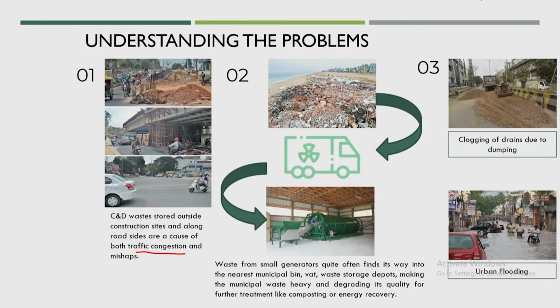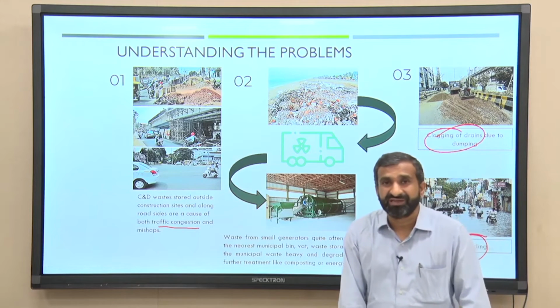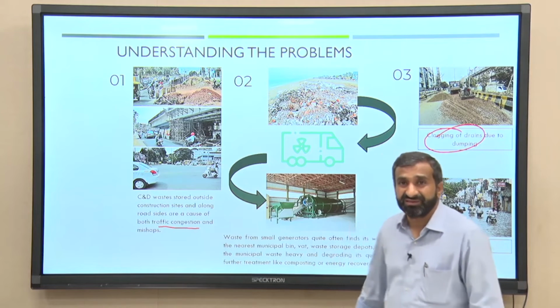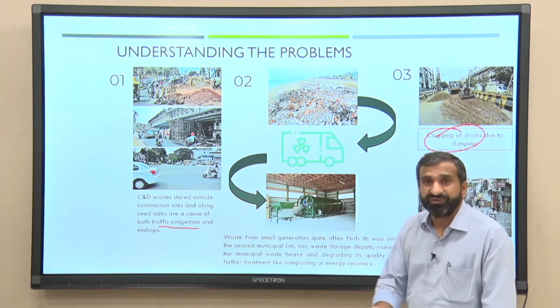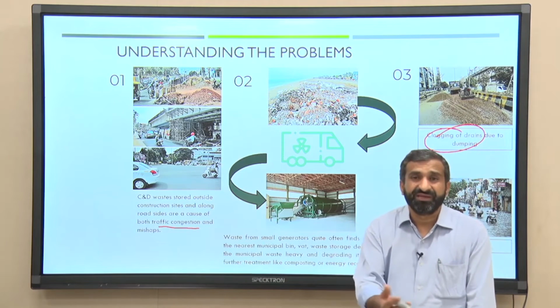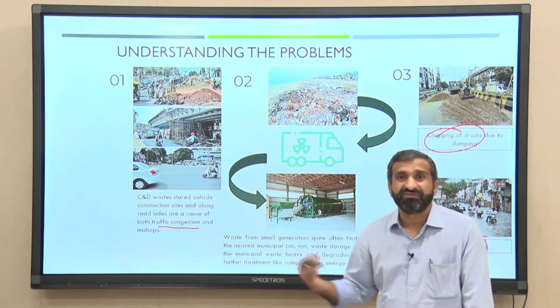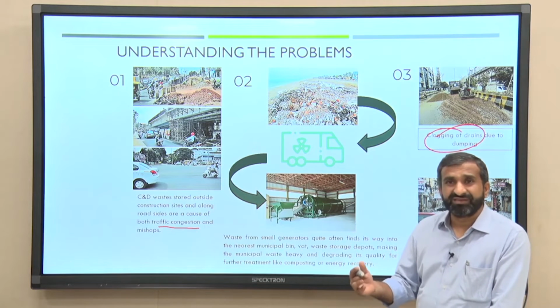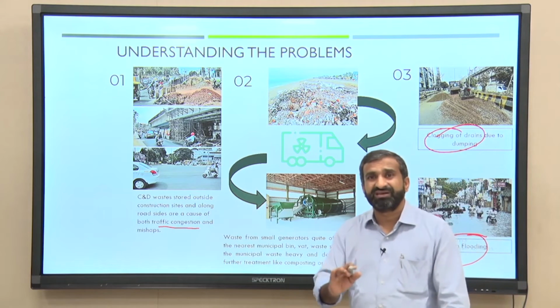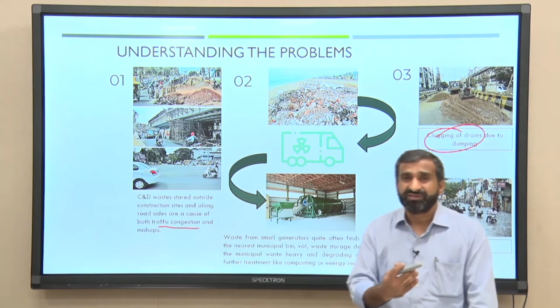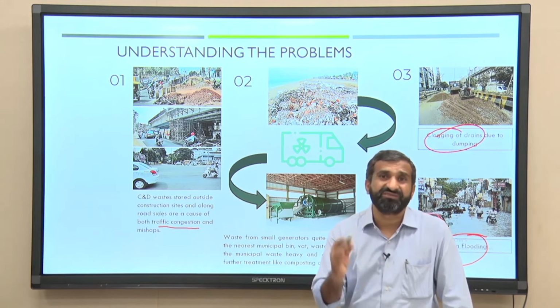And many times it will also clog the drains, and you know that because of that there is urban flooding. Every time in the monsoon, most of the cities are in flooding condition. Even Mumbai and Delhi, these are the major cities. We have seen Chennai also, once upon a time, was completely flooded. And this flooding is major not because these cities do not have proper sewerage networks or storm water collection facilities.